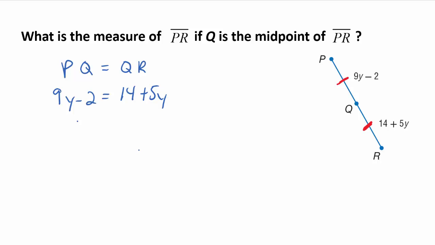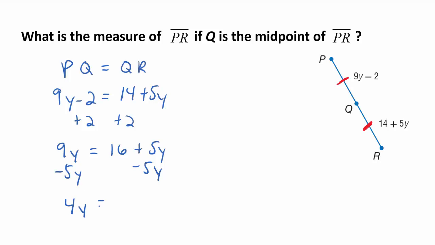I'm going to start by adding 2 to both sides. 9y will now equal 16 plus 5y. Subtracting 5y from both sides will leave us with 4y equals 16. Divide by 4 on both sides, and y equals 4. But we're not done quite yet because we need to plug it back into PR.